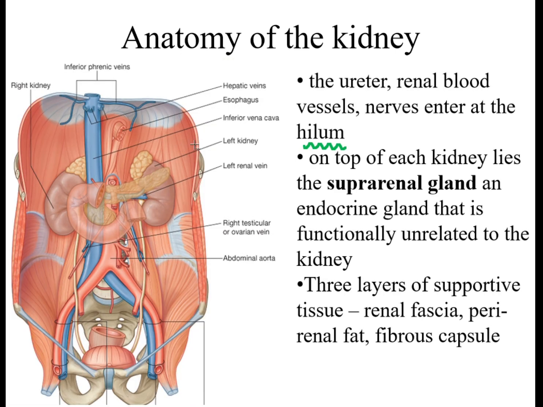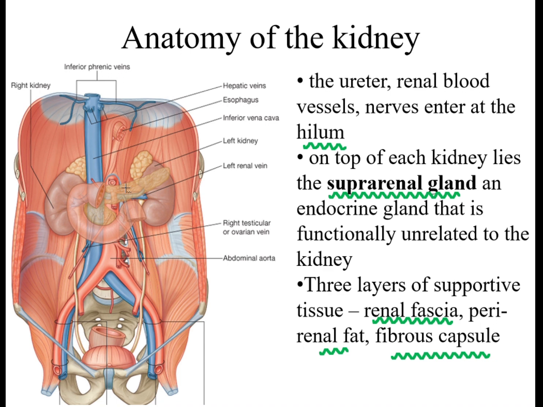Then on top of each kidney lies the suprarenal gland. It is an endocrine gland that is functionally unrelated to the kidney. The kidney has three layers of supportive tissue: one is the renal fascia, the second is perirenal fat, and the third is the fibrous capsule.